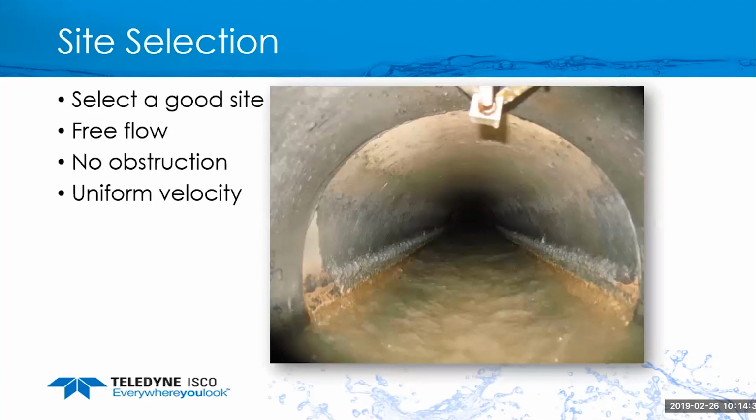So let's just take a look at a couple of sites. So you want to select a good site. The example I have here shows a free flow pipe, no obstructions. We have uniform flow. This would be an ideal application that you want to choose. However, we all know that you can't always get what you want.